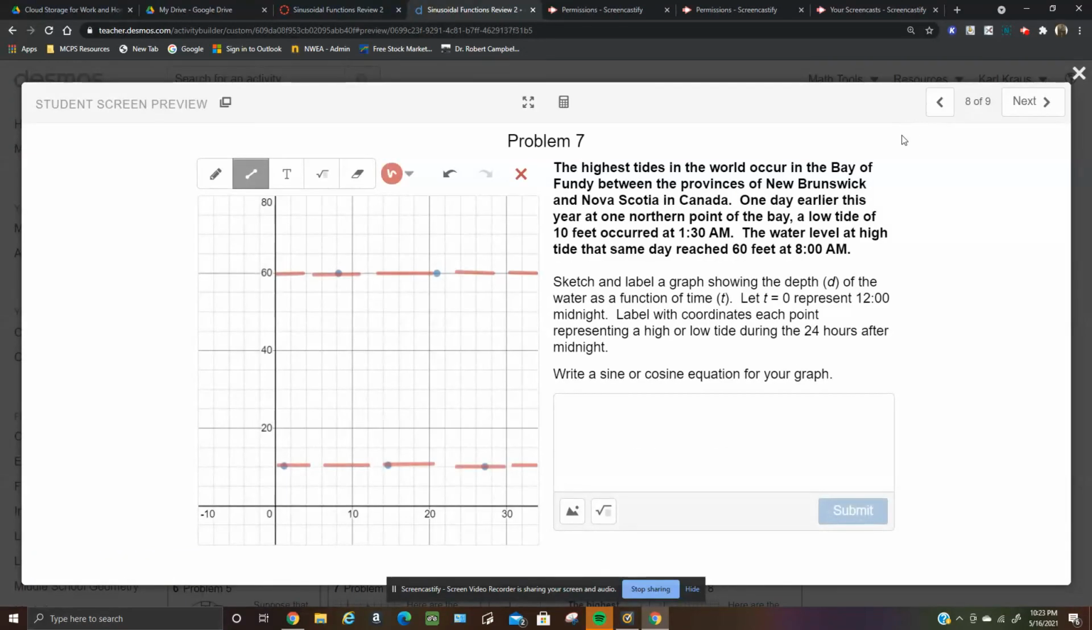So the next slide says do radian mode. So let's do radian mode on this slide also. So halfway between 10 and 60 would be 35.